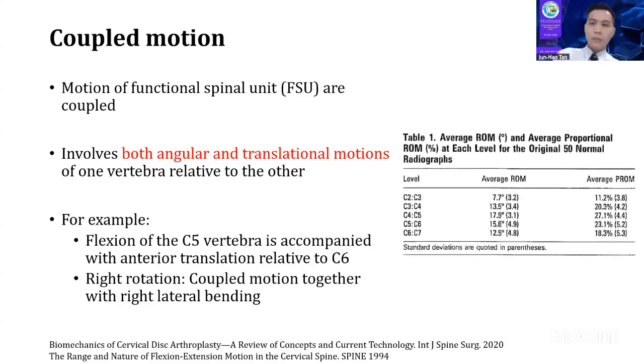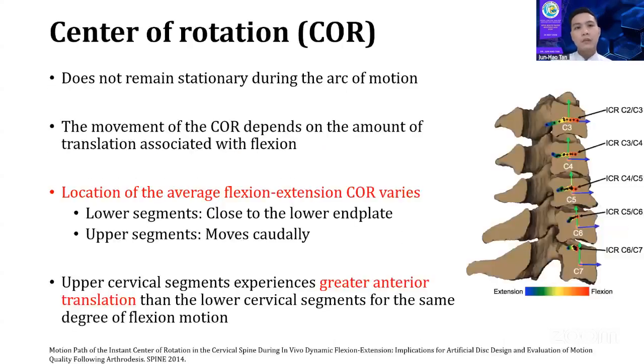So there's a nice table published in 1994 in Spine, where we talk about 50 healthy, normal volunteers, and exactly what the average range of motion is at every single level from C2-3 all the way down to C6-7. But what we didn't understand back in 1994 is that the motion is coupled. So while there is, of course, a flexion and extension range of motion, there's also an anterior and posterior translation. Now, that is very important because that brings me to my next concept, which is the center of rotation.